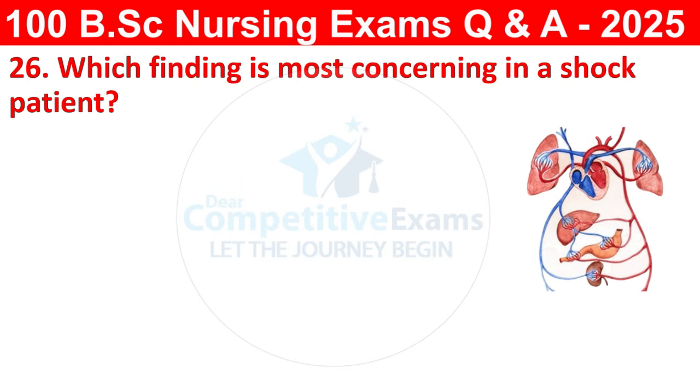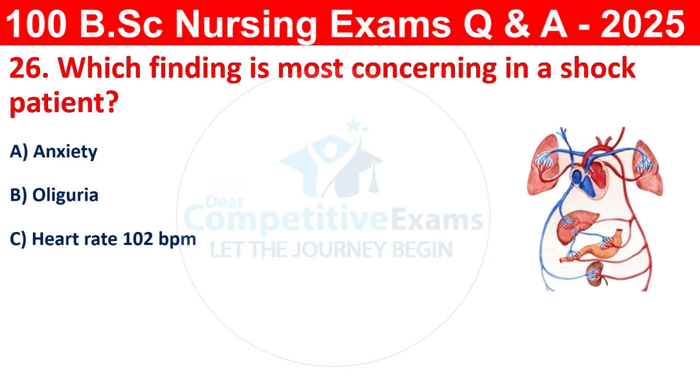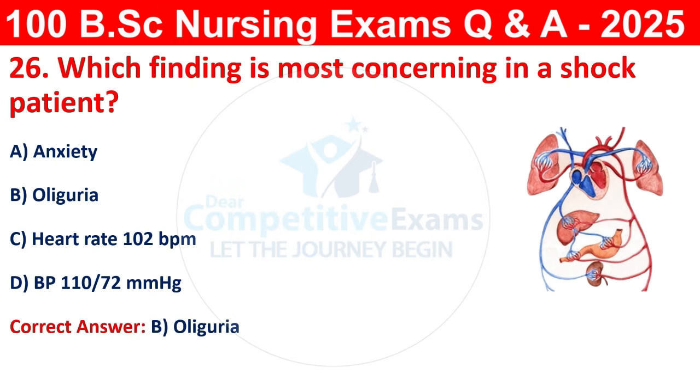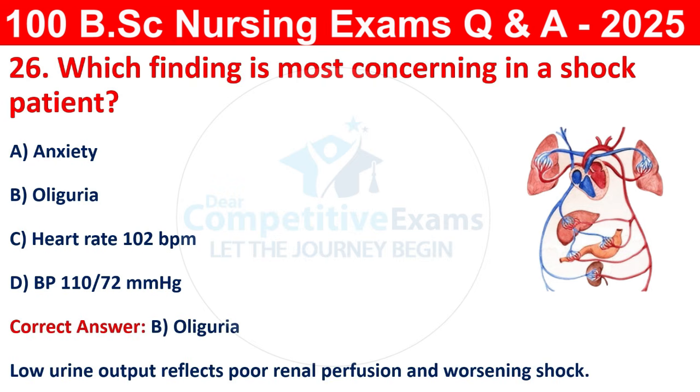Your options are anxiety, oliguria, heart rate becomes 102 beats per minute, or BP will be 110/72. The right answer is B, that is oliguria. Low urine output reflects poor renal perfusion and worsening in shock.